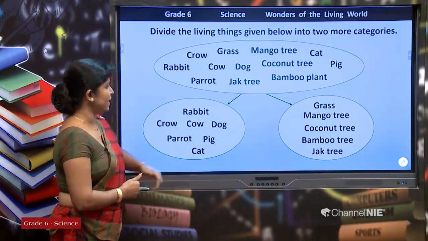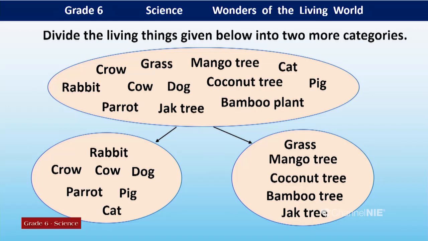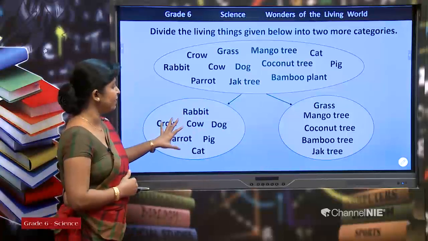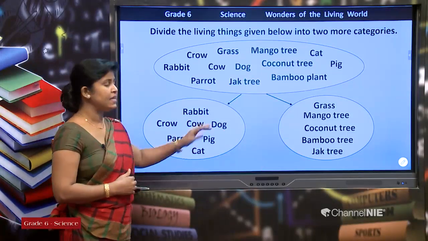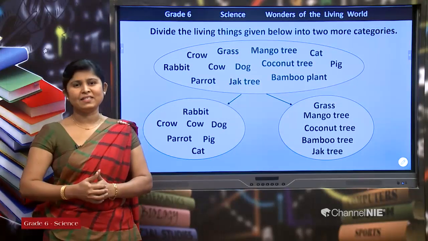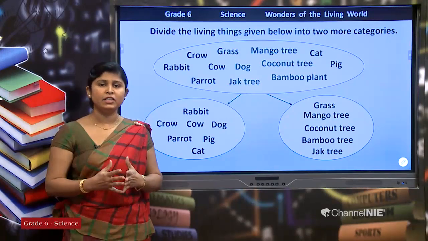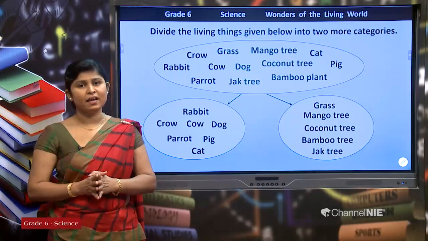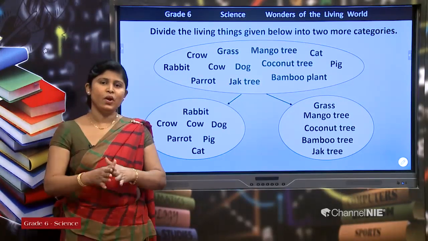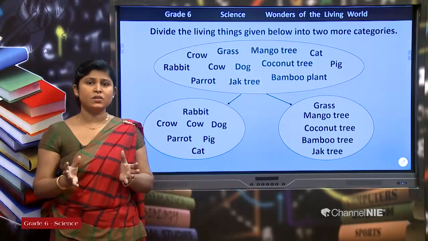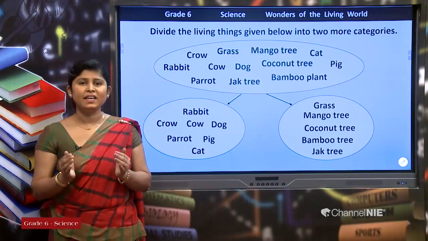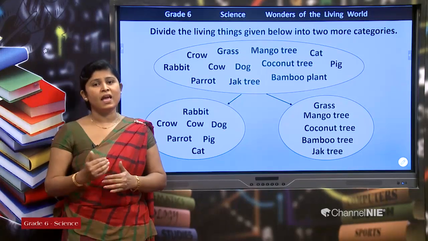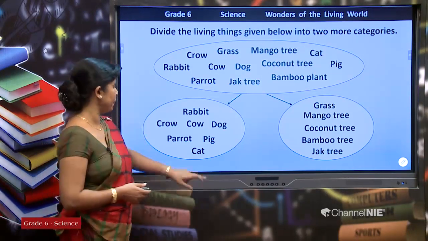On the other side, you can see grass, mango tree, coconut tree, bamboo tree and jack tree. My dear children, it is very easy to understand. There are living things inside the first oval and they are categorized into two groups as animals and plants. Then you have to understand the living things are subdivided into two more categories. They are plants and animals. Our environment consists of living things and non-living things. Again, living things are subdivided as animals and plants.